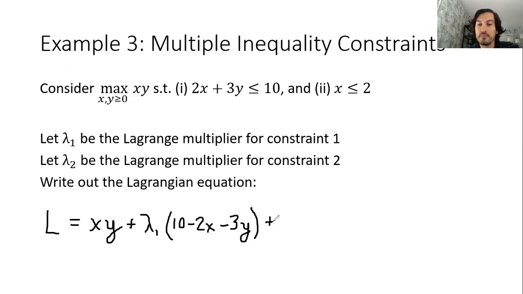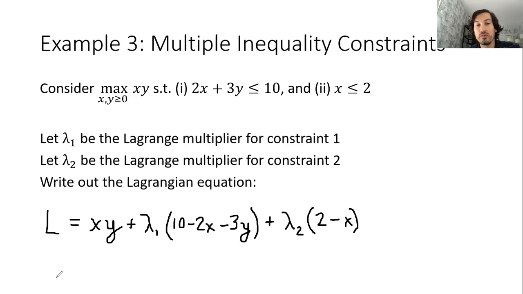And then what do I do for the second one? Just keep going. Add lambda 2 times 2 minus x. Does everyone see how this is what the Lagrangian looks like when you have multiple constraints? Same thing, just do it twice. Agreed?